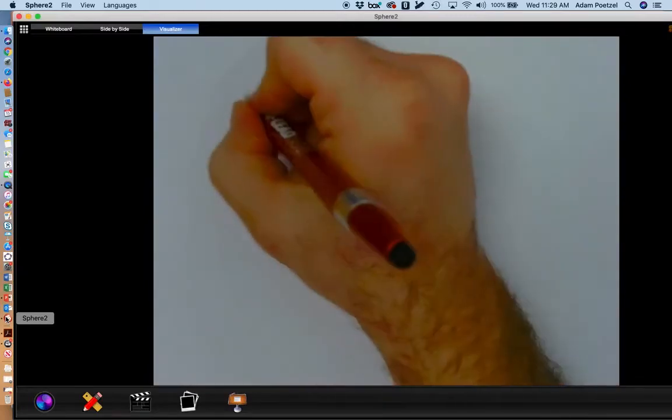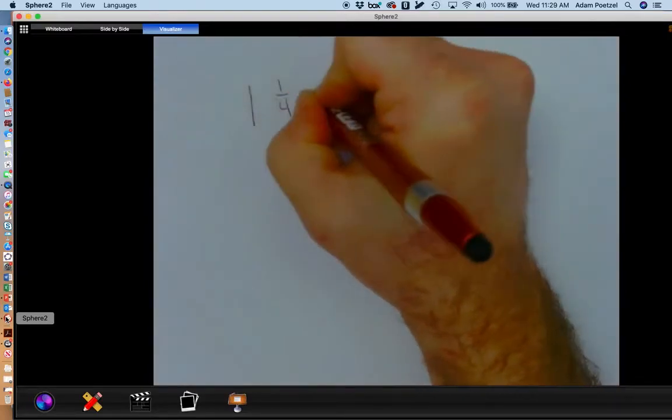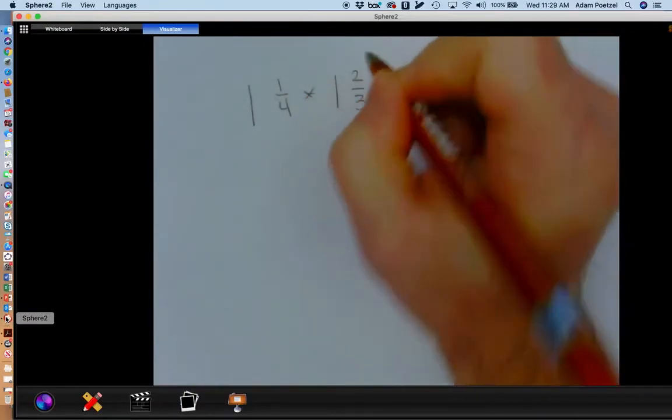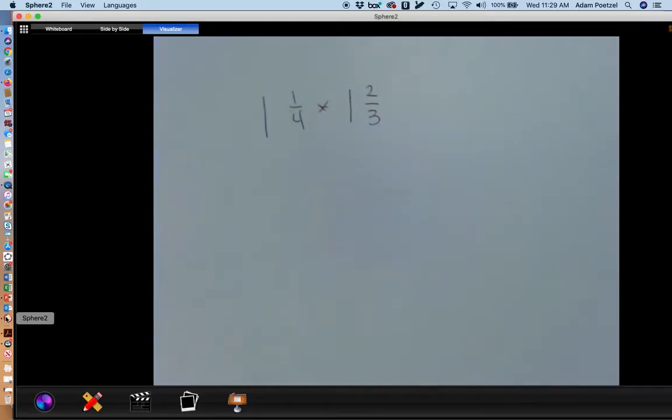The second problem we were looking at on the screen was a mixed fraction by a mixed fraction. And I believe the one on the screen was 1 1/4 times 1 2/3. So again, I encourage you to pause the video for a second and just play with it. What do you think a visual for this might look like? How could you draw it out to make sense of it? Give it a shot.